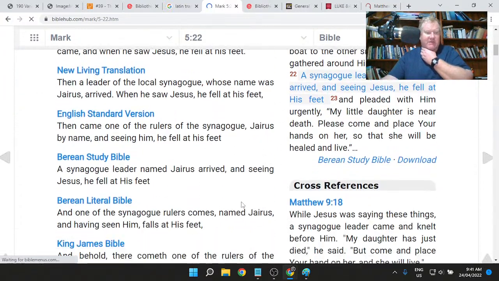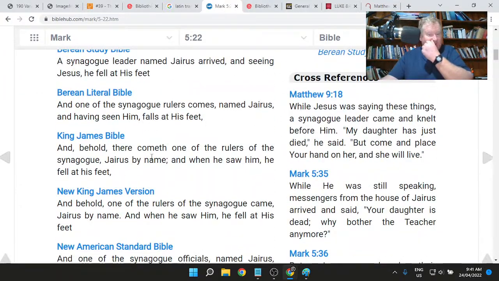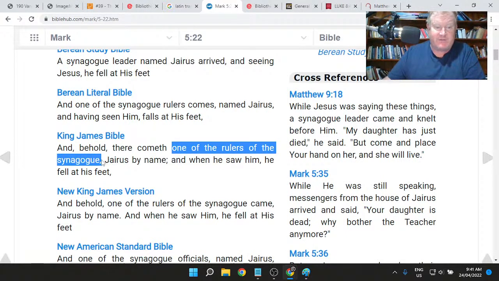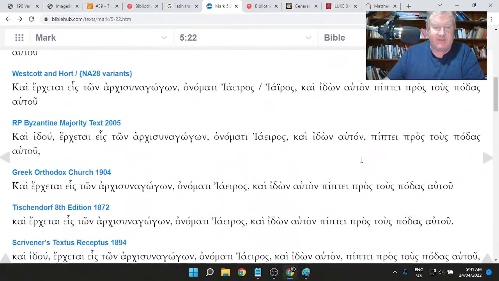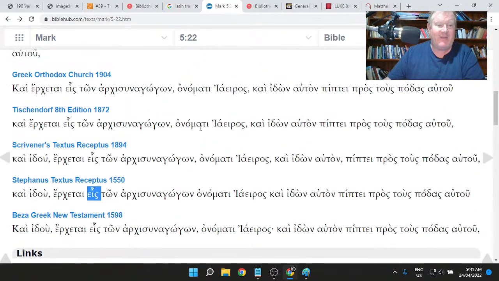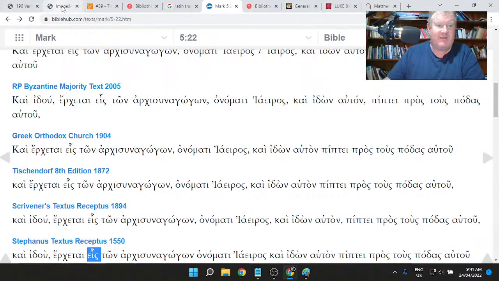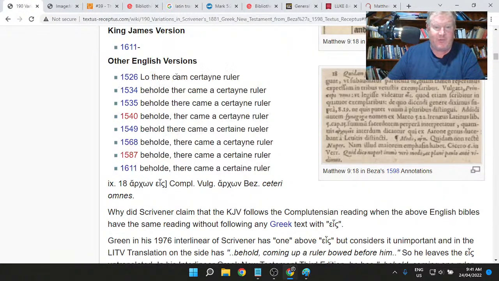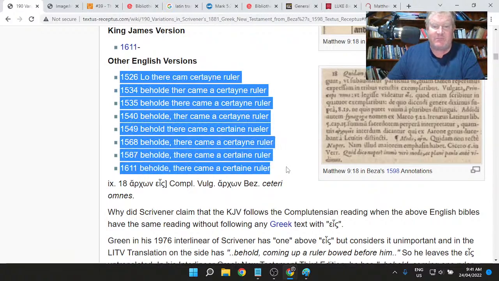We'll see what the King James says. King James says, "Behold, there cometh one of the rulers of the synagogue." One of the rulers of the synagogue. And so notice here, they have the ἵς here as well. So that's one of the rulers of the synagogue. So they have that there. But I think it's completely unnecessary, as I was showing you before. The other English versions, in this place, they just have a certain ruler. Okay.